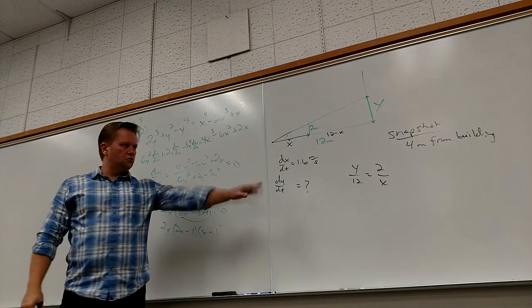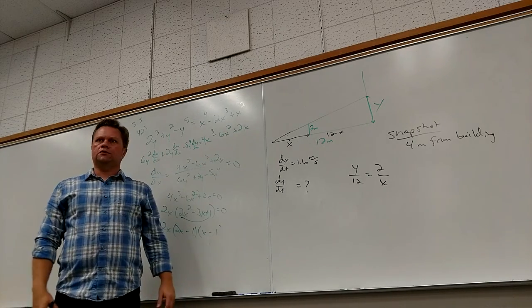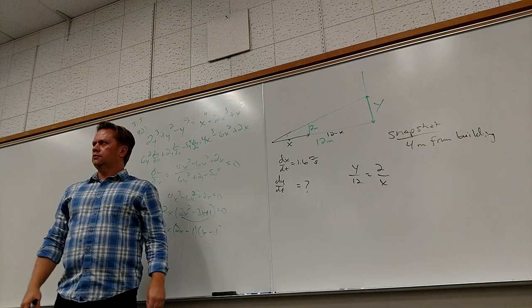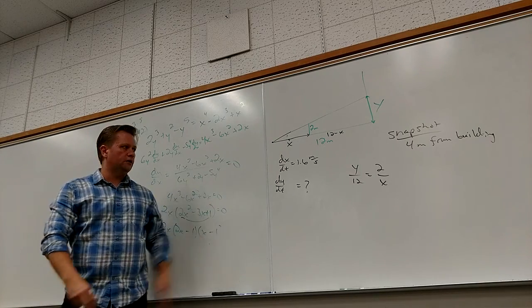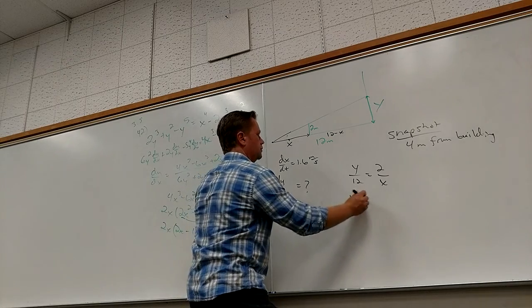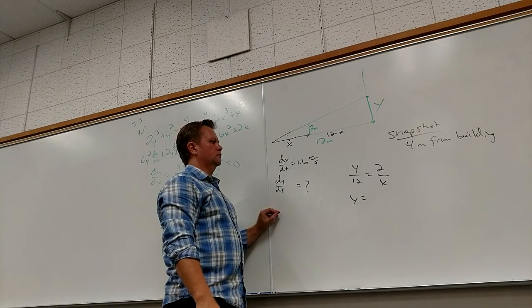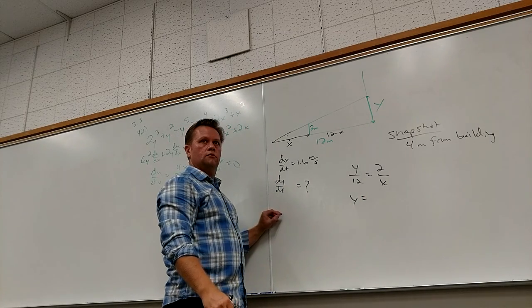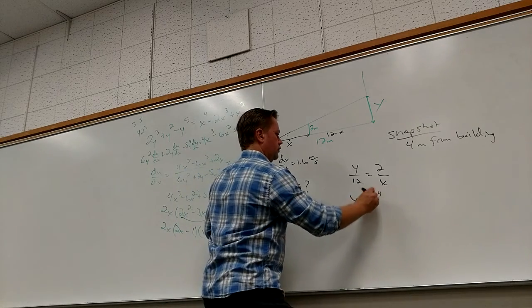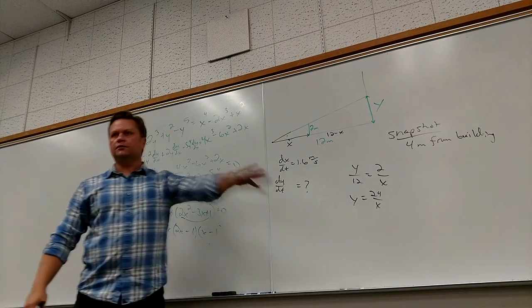Okay. And then you clean that up a little bit, and you can use good old implicit. Not even implicit, really. You get y equals 24 over x. Now you take d by dt of both sides.